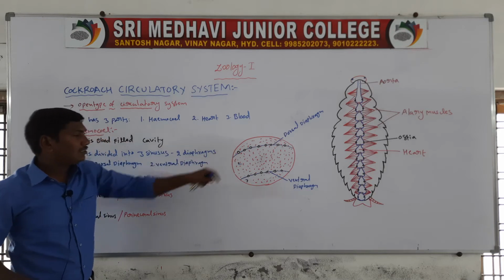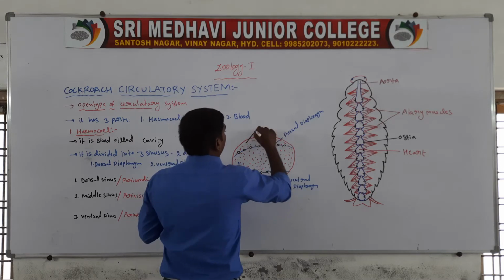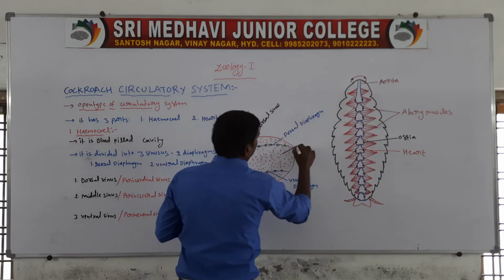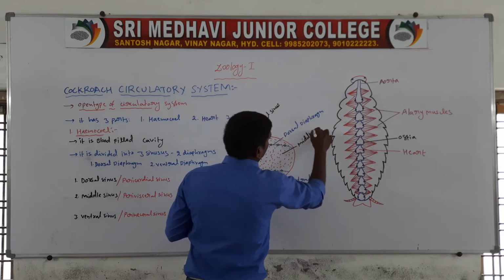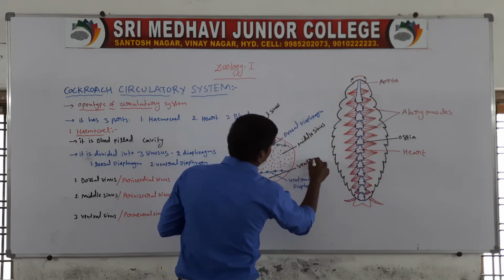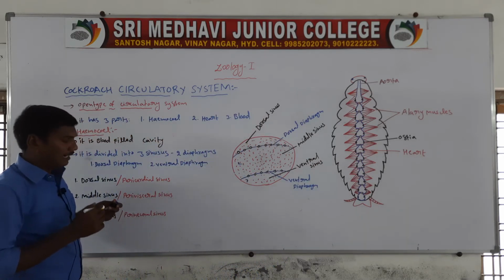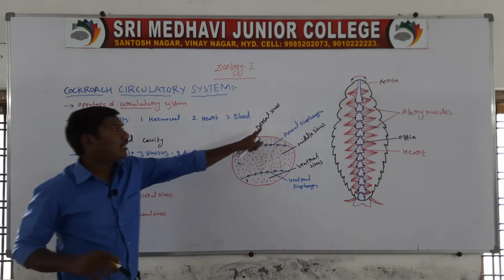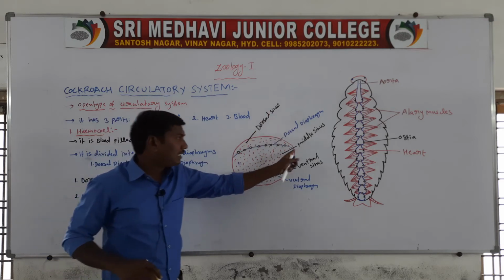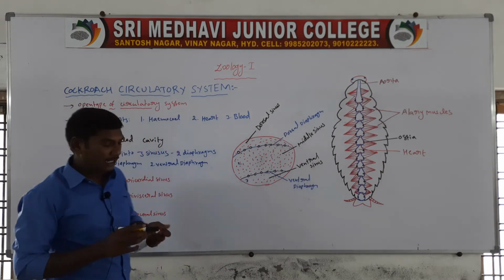So the dorsal sinus, these are the dorsal sinus. These are the middle sinus. So these are the ventral sinus. So the dorsal sinus, middle sinus and ventral sinus. The dorsal sinus is also called as pericardial sinus. The middle sinus is also called as perivisceral sinus. So the ventral sinus is also called as perineural sinus.